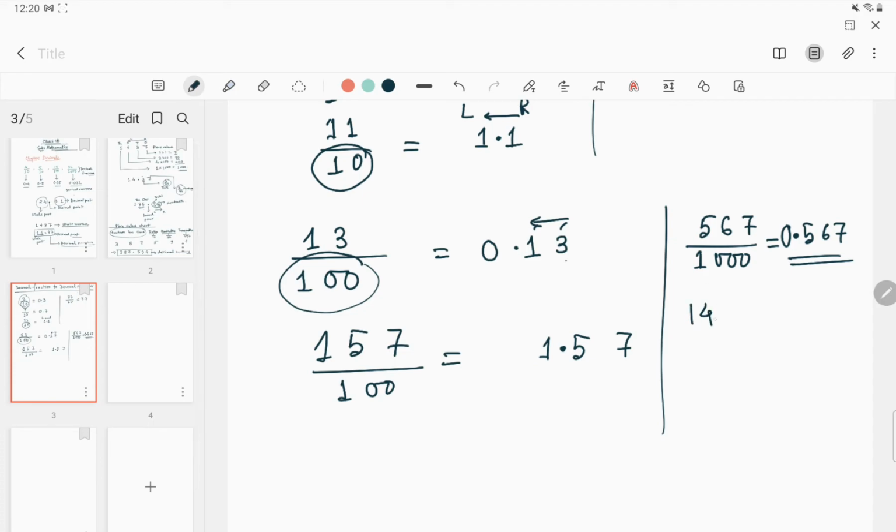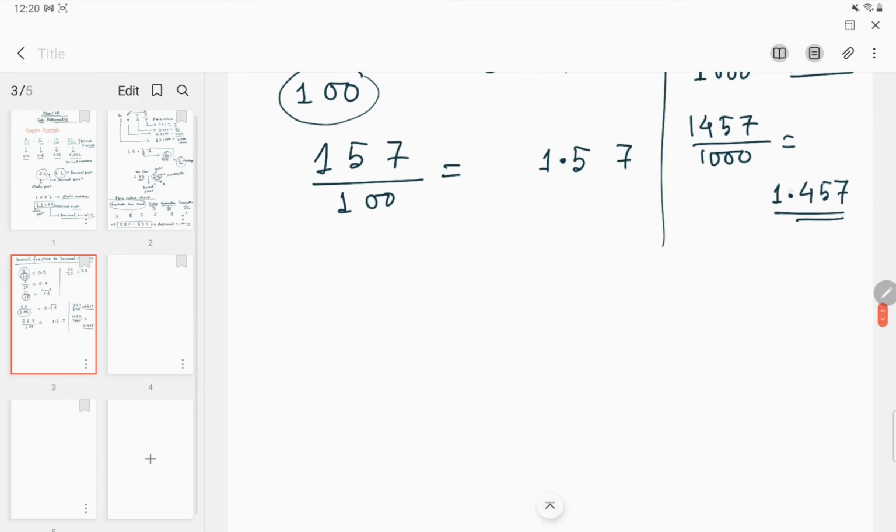So if I give you 1457 by 1000, 1 is followed by 3 zeros. So put the decimal after 3 digits starting from the right side. So 1.457 is the decimal number.